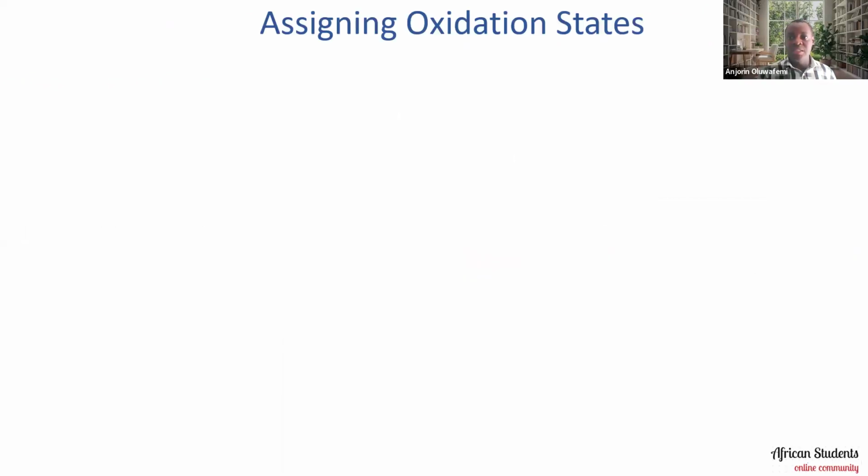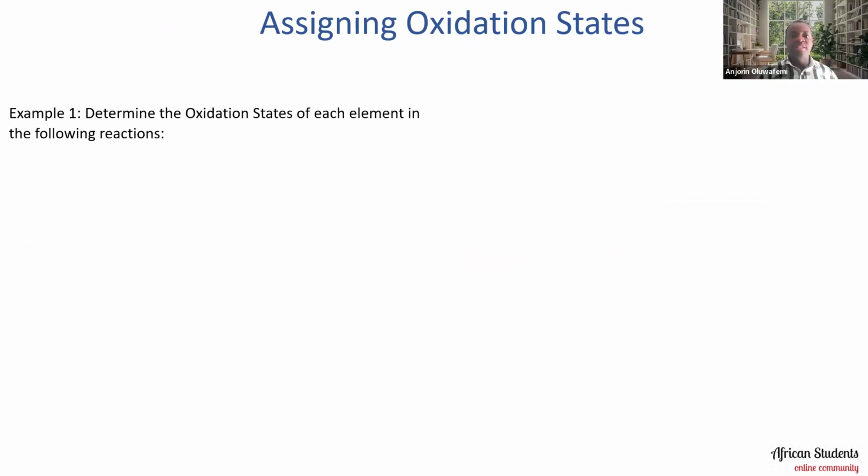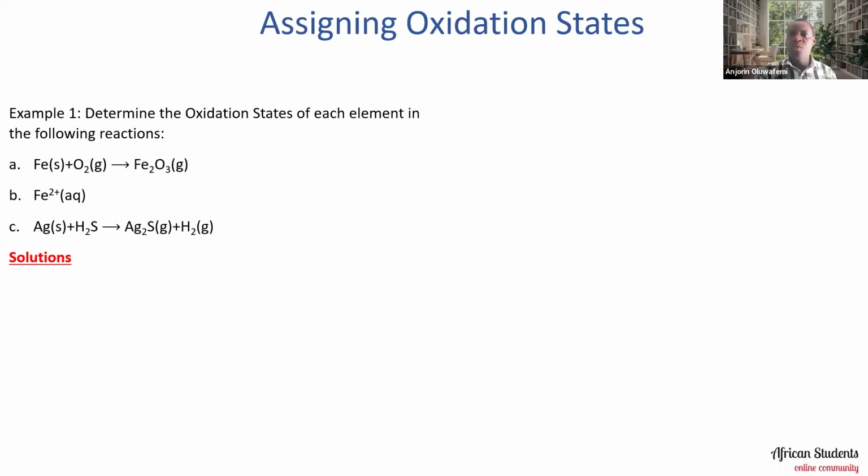Assigning oxidation states is the next thing that we need to consider. So let's look at this example. It says, determine the oxidation state of each element in the following reactions. The first is iron plus oxygen to give us Fe2O3. The second one is just iron with a charge of 2+, in aq, aqueous, so it's in solution. And then this is silver reacting with hydrogen sulfide to give us silver sulfide and hydrogen. So we have to determine the oxidation state of each element in the following reactions. So how can we go about solving it?